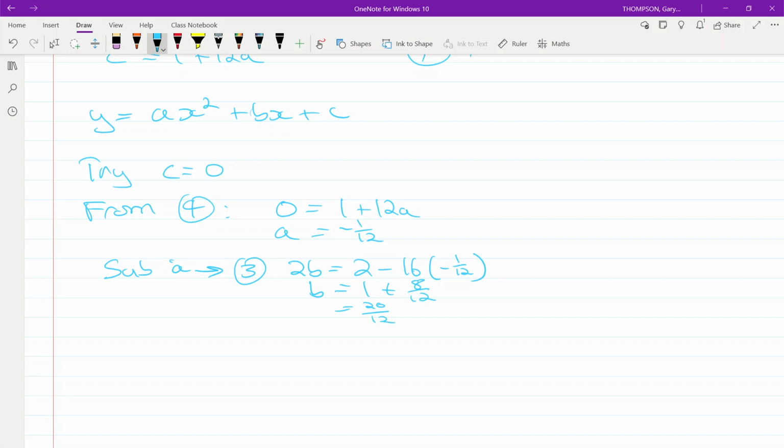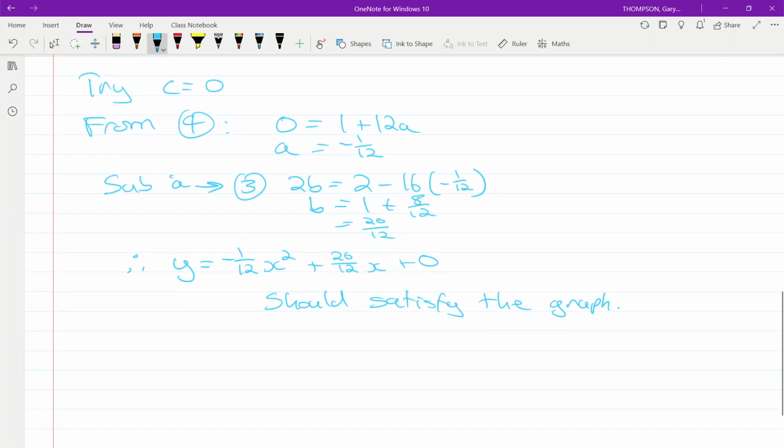Hopefully I didn't make a mistake. Let's find out. So therefore, y equals a minus 1/12 x squared. Let me just clean that up, sorry. 1/12 x squared plus 20 on 12x plus 0 should satisfy the graph, for lack of a better word. Let's test it out. So let me pause this and I'll test it out.